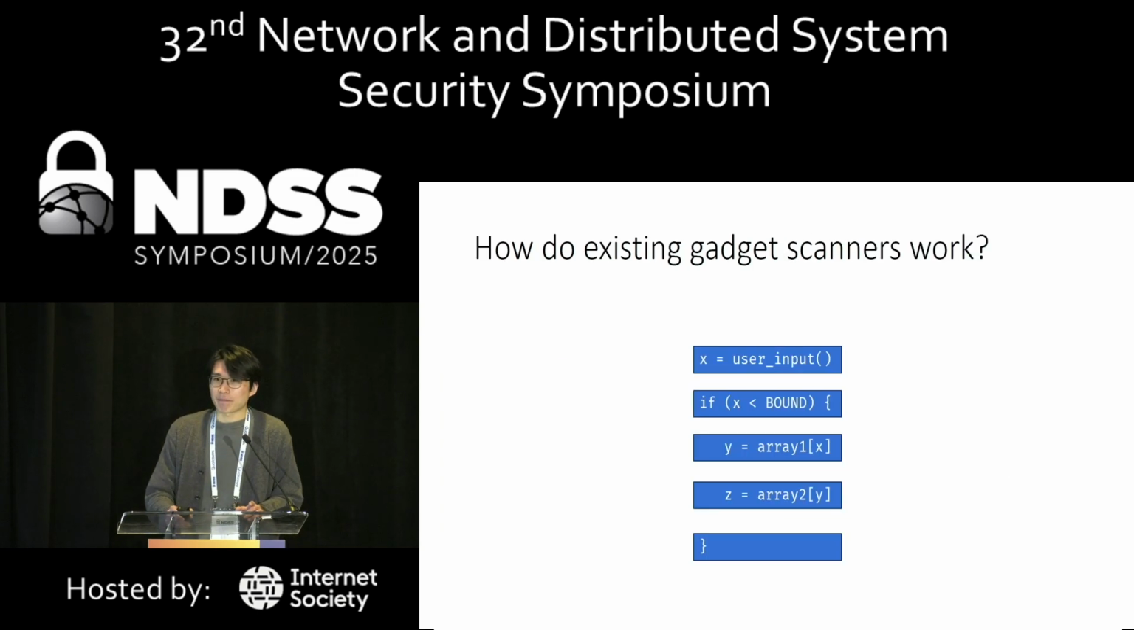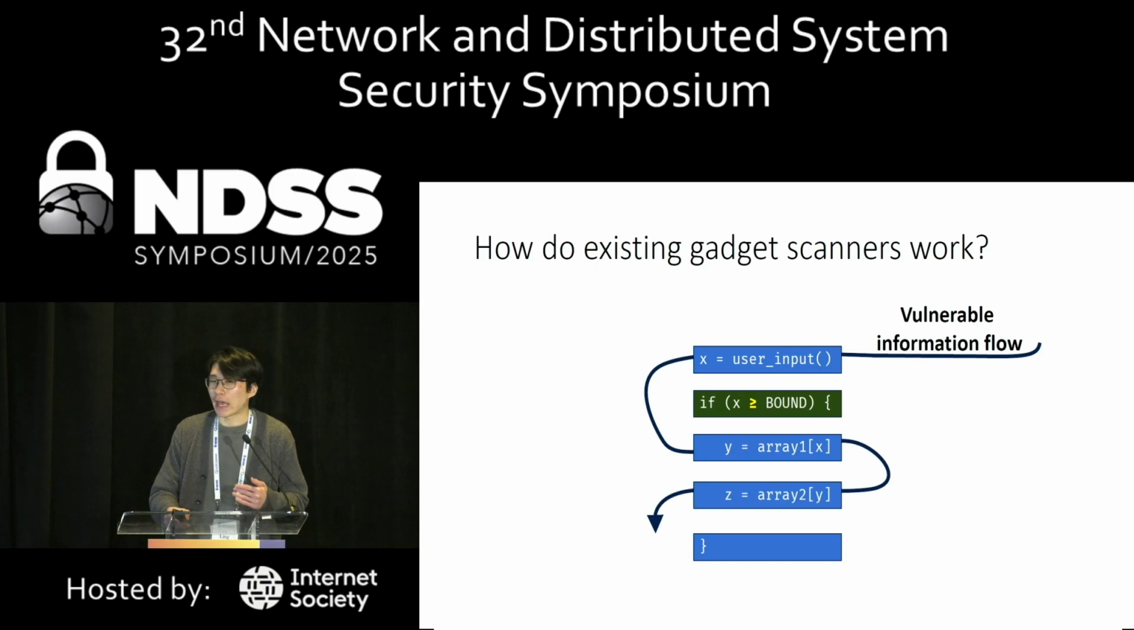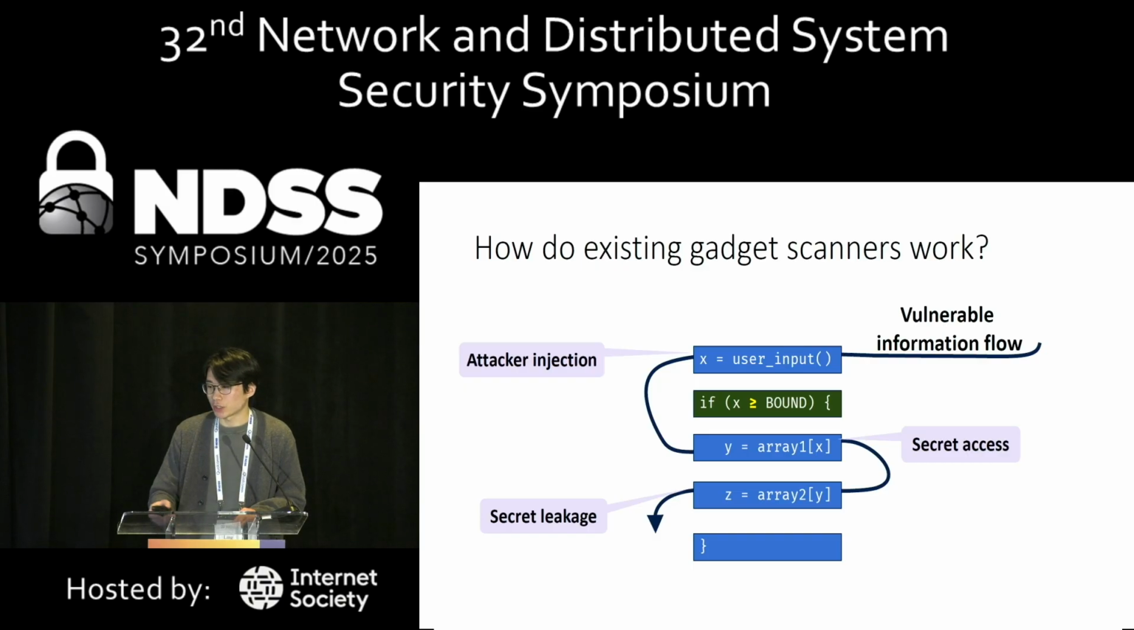Many gadget scanners have been proposed to pinpoint these gadgets within arbitrary programs. In general, they emulate branch misprediction at the software level, and they try to find a vulnerable information flow that contains an attacker injection, a secret access, and a secret leakage. These are the essential components of a Spectre attack.